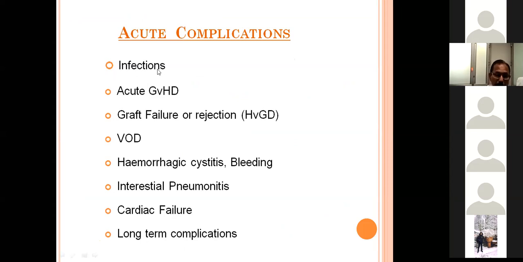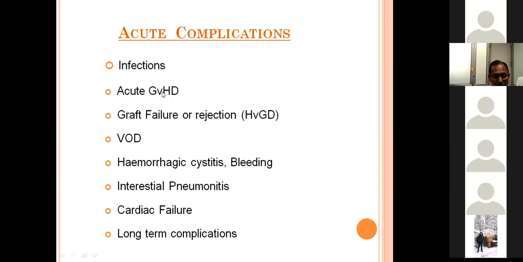Infection, obviously, because of severe neutropenia and immunosuppression, is a major threat. Acute graft versus host disease. Graft versus host disease, we will see what comes next. Graft failure or rejection, they both are opposite.